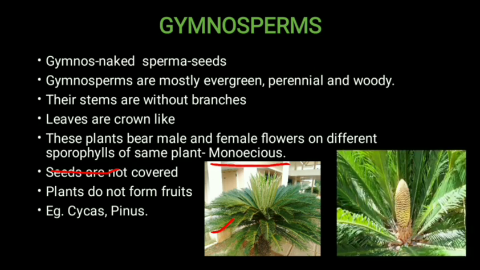Next, here I have shown you the picture of sporophyll. This is a picture of sporophyll, which is a cone-like structure. So the examples are cycas and pinus. So these are the images of cycas, children.